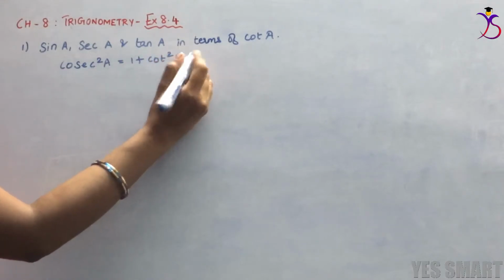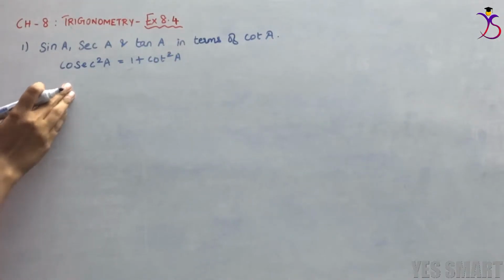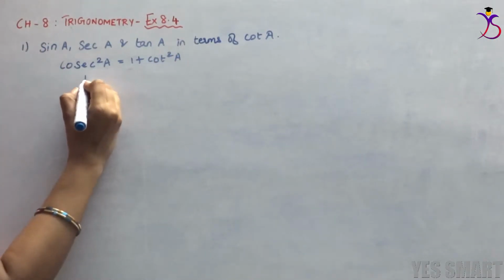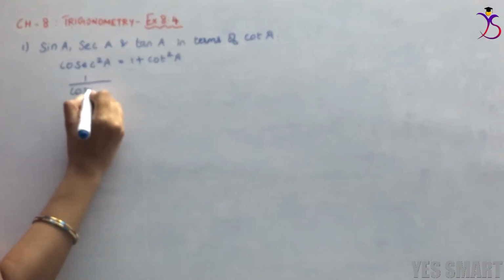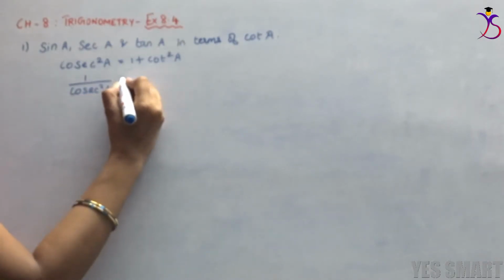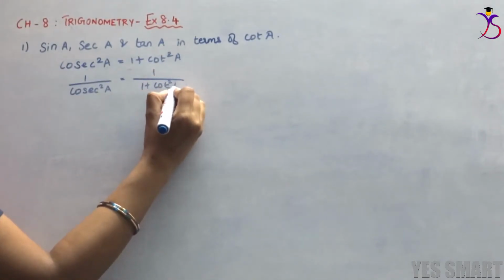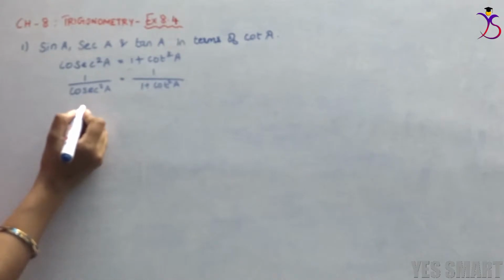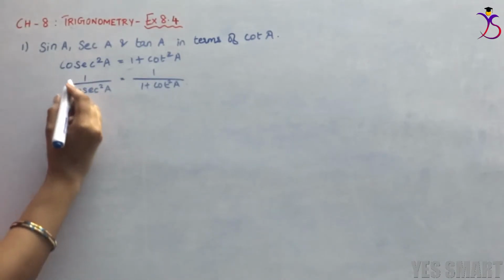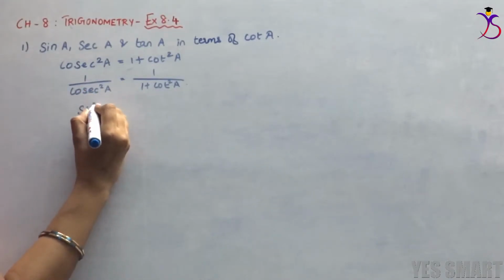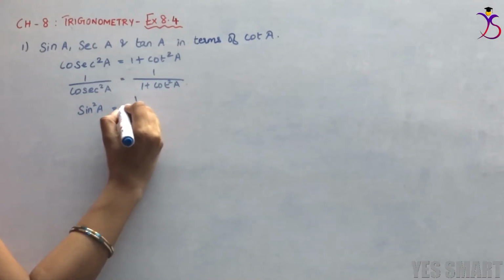Cosec square A equal to 1 plus cot square A. I am just reciprocating the equation. Therefore, it becomes 1 by cosec square A equal to 1 by 1 plus cot square A. 1 by cosec square A is sin square A. So I'm just writing sin square A equal to 1 by 1 plus cot square A.